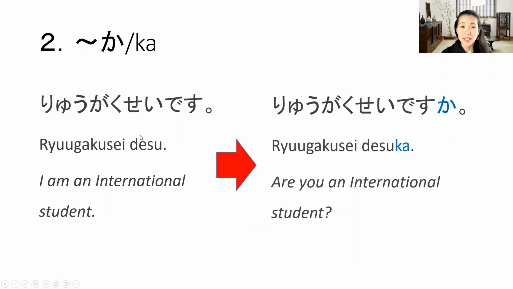Let's practice. Repeat after me. 留学生です。One more time. 留学生です。So that means I'm an international student. But if you want to turn it into a question, you add the ka. So that would be 留学生ですか? One more time. 留学生ですか?